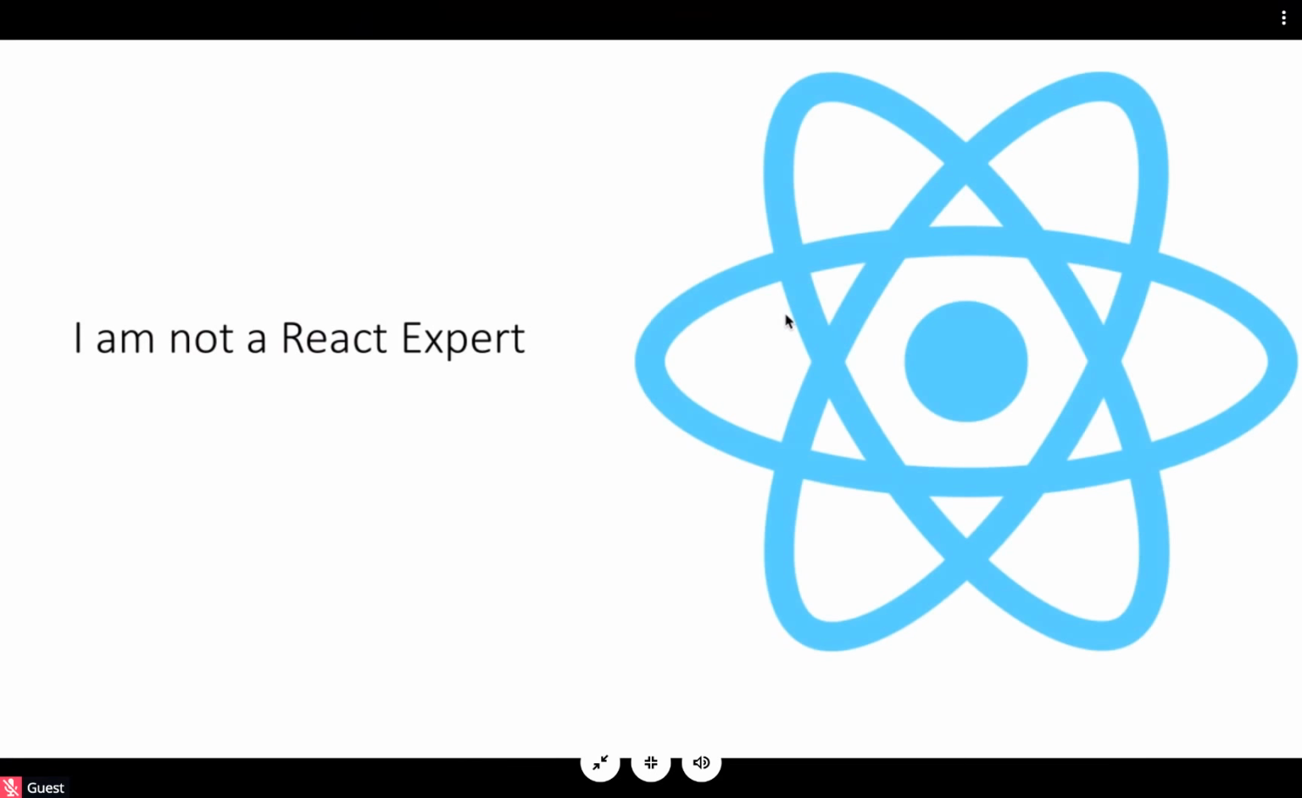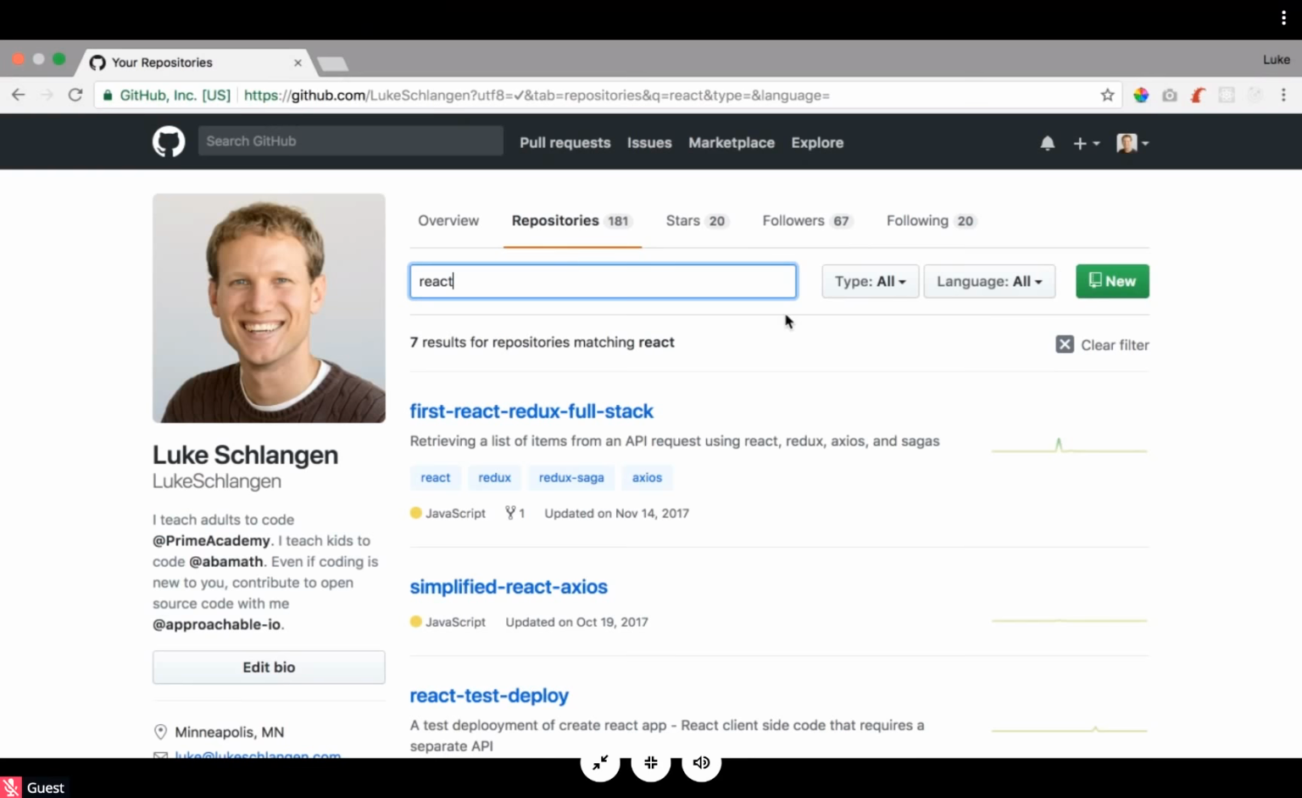But I do want to preface this with, I am not a React expert yet. We're all getting better. So I want to lay that out there right away. I am not claiming to be some sort of React expert. I don't know everything about React. I checked my GitHub, and this simplified React Axios was my first commit to GitHub that had anything to do with React, and that was on October 19th, 2017, so 7 months ago.